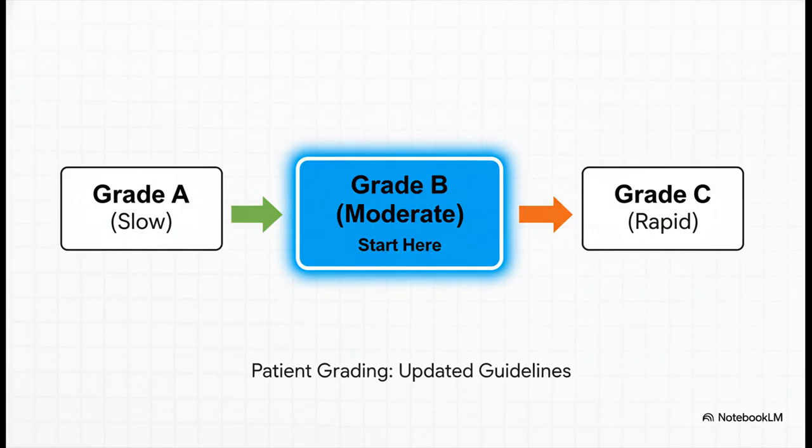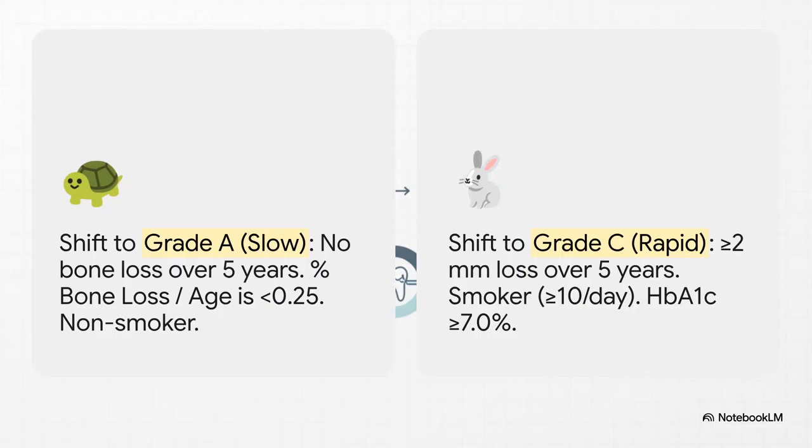Now, to make this easy to use in a busy practice, the system gives us a fantastic starting point. For every single patient, you just assume they are grade B, moderate progression, to begin with. From there, you look for evidence to either shift them down to A or, more importantly, up to C. And that evidence comes in a couple of forms.